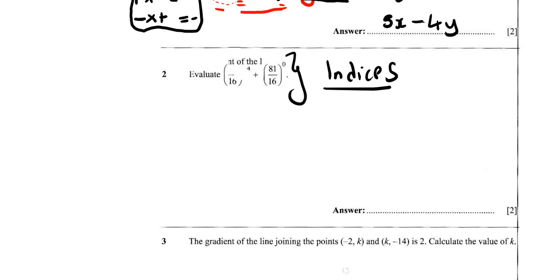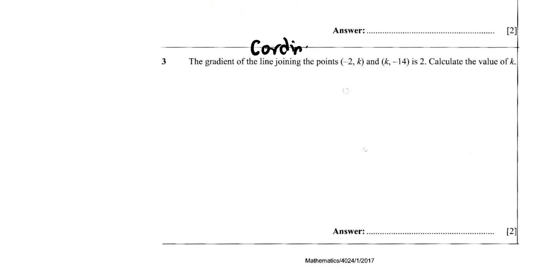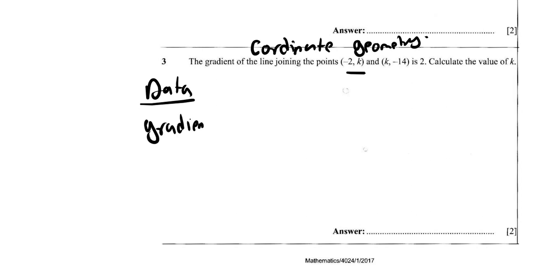Okay, so this question is coming from coordinate geometry, our main concern. They're saying the gradient joining the points -2, k and k, -14 is 2. So let's try to get the data. The data is telling us we've been given the gradient. In this case, the gradient is normally denoted by m. What is our gradient? The gradient in this case is 2.